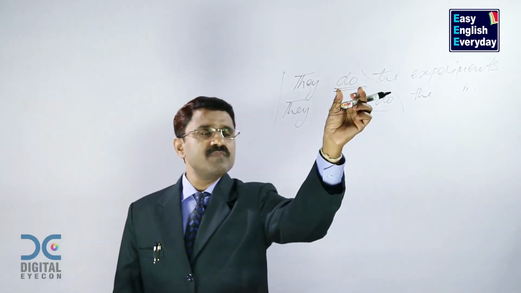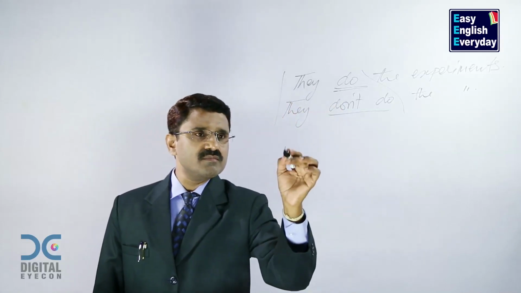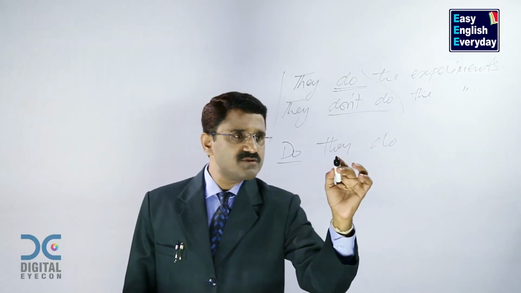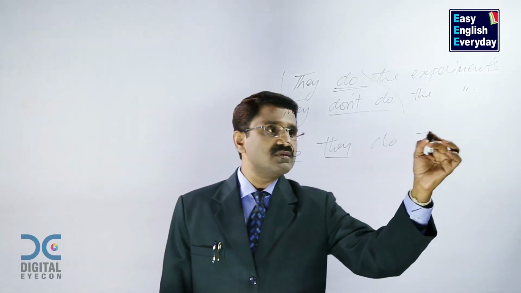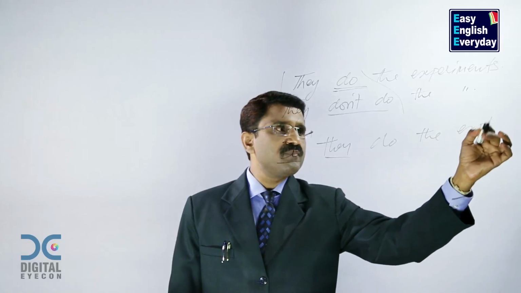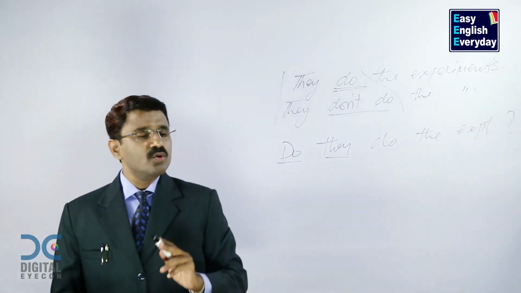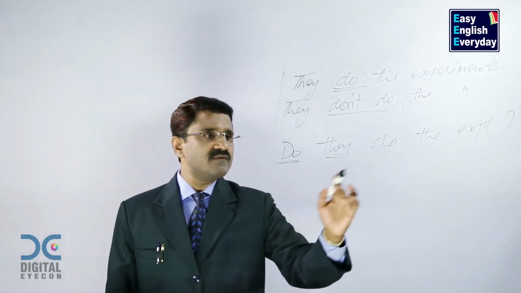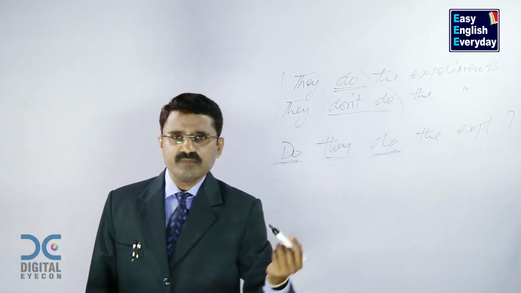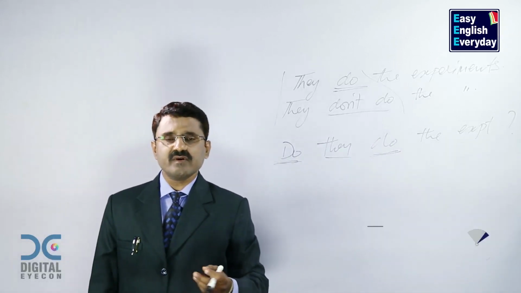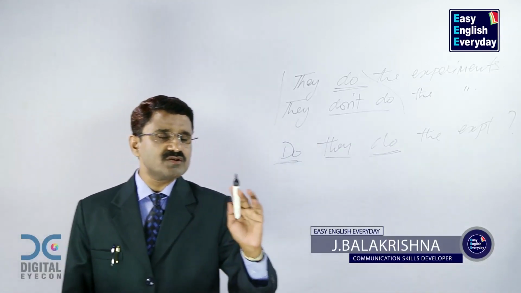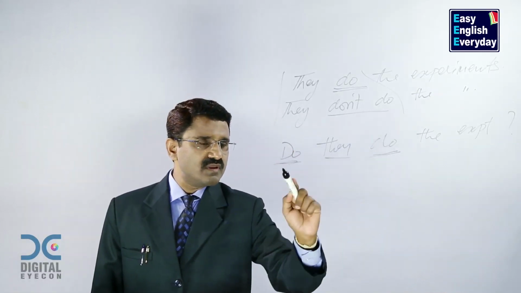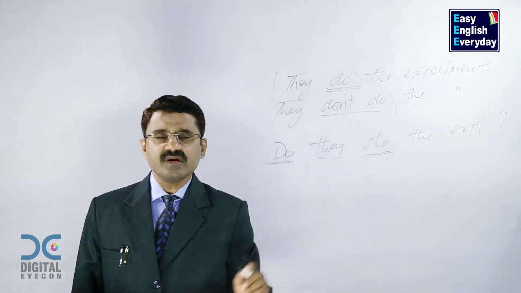Just take him from here, keep him here. Do they do? Two times we use it. Do they do the experiment? So people call one the auxiliary verb, the other the main verb. Fine, you can call it one auxiliary verb, one main verb. But terminology is not important. You have to remember the point that do and do appear like this, in between a subject.